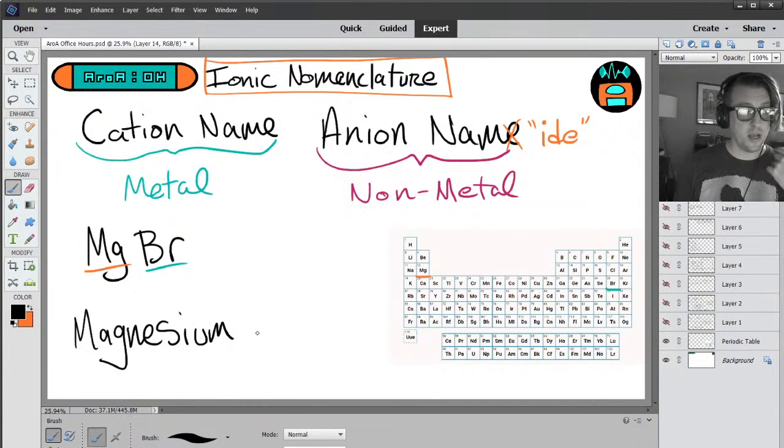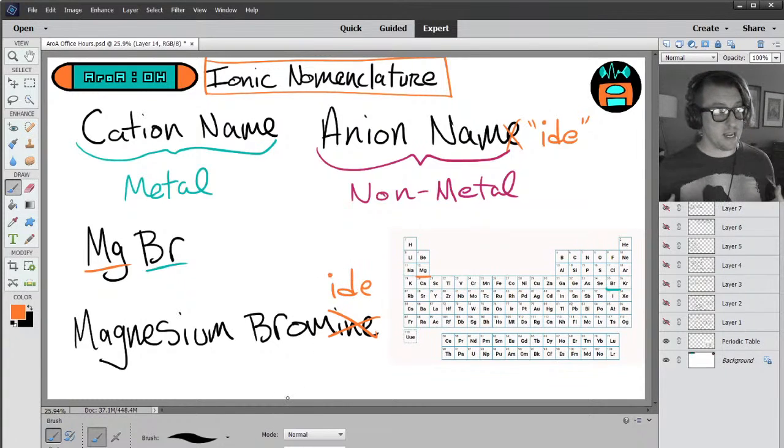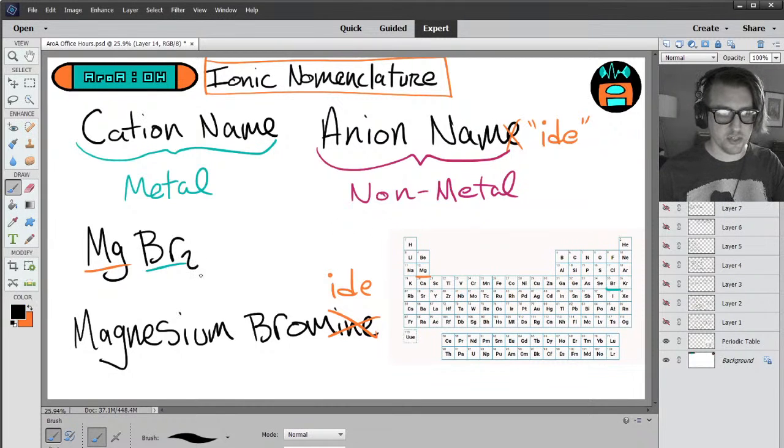And the name of our anion, or nonmetal, is bromine. But then we chop off the end and add an -ide. So this is magnesium bromide. Oops, sorry, I messed up my chemical formula. It's MgBr2. And actually, I'm glad this happened.